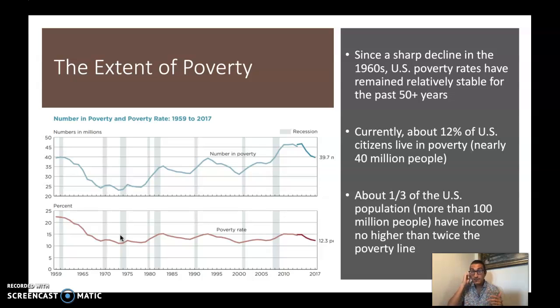So poverty rates have remained relatively stable for the past 50 years, but the number of people in poverty continues to climb because our population continues to climb. Approximately 12% of U.S. citizens currently live in poverty, so that equals about 40 million people living in poverty in the United States today, right? Obviously making a huge social problem because it's affecting that many people directly, but as we talked about earlier, poverty is also a social problem that affects everyone because it's not just negatively impacting people living in poverty. People who are living above the poverty line are faced with paying for a lot of these expenses that people living in poverty can't afford.